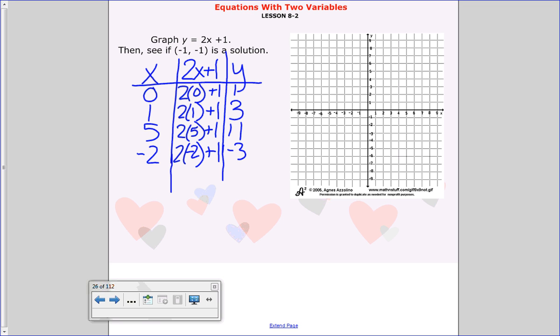And I'm going to do one more negative number. And let's choose -4. Why not? 2 times -4 plus 1. That's -8 plus 1 is -7. So I have about 5 values, so I'm going to graph them.